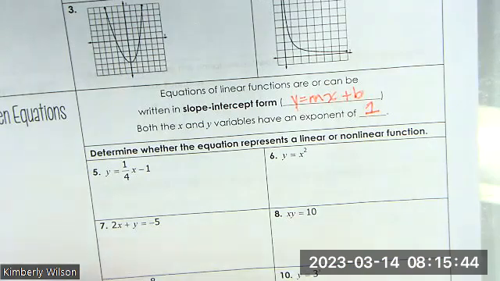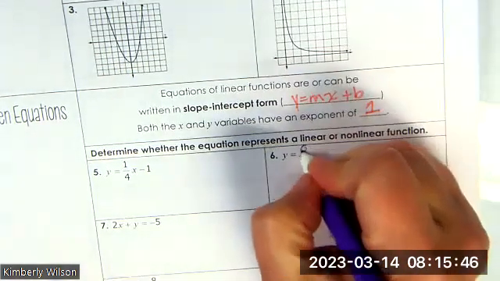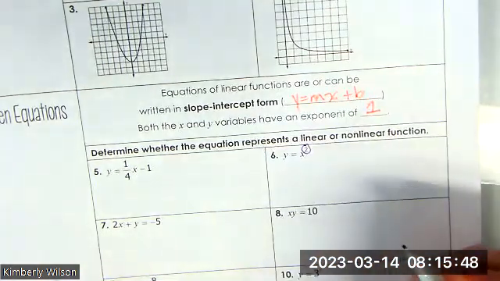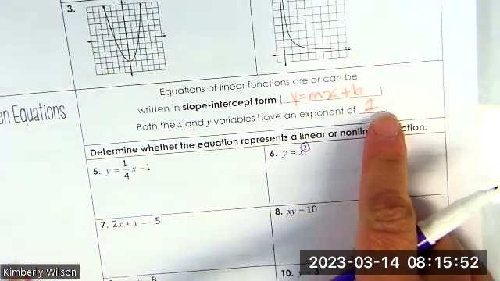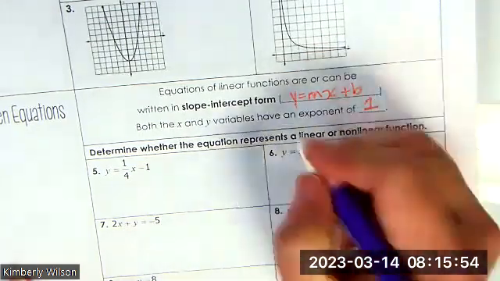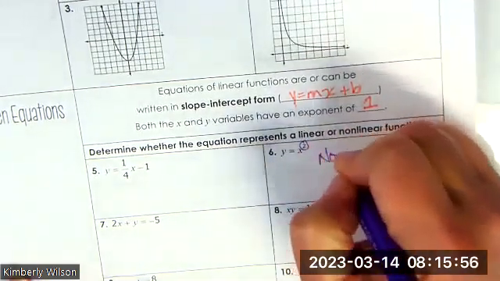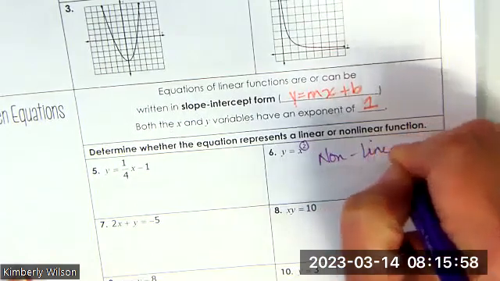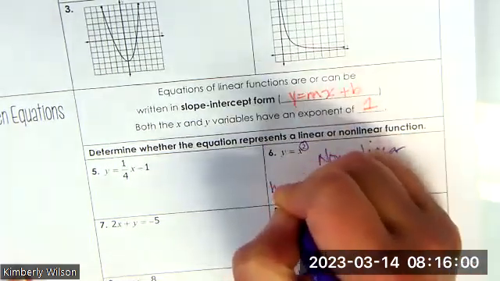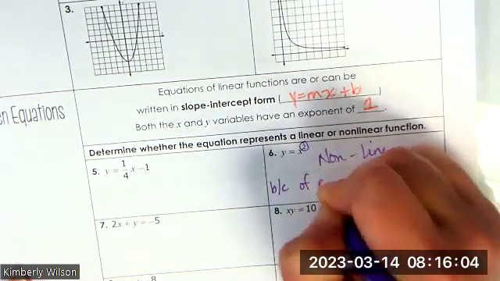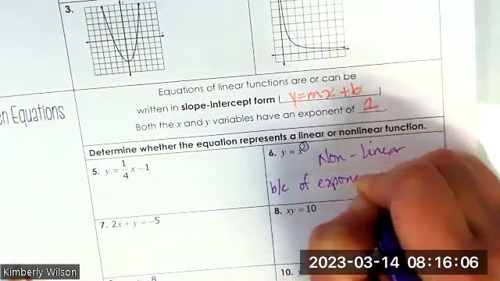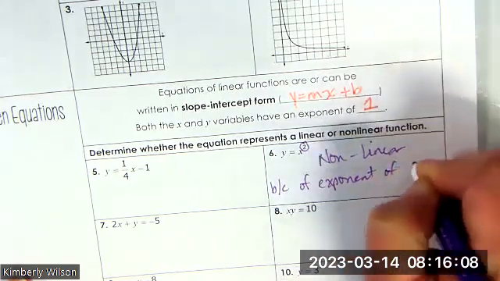All right, let's look at a couple of examples. Number 6. First off, there's an exponent of 2. So I know right off, because it cannot have an exponent that's bigger than 1, it has to have an exponent of 1, this is non-linear because of the exponent of 2.